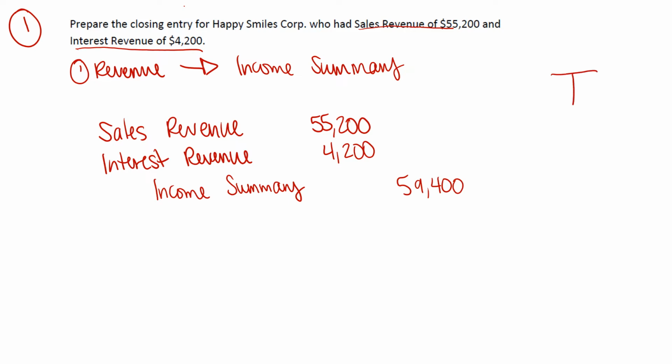So if we were to look at T accounts, and I'm just going to be generic and say that there's just a T account for revenue and then a T account for income summary. At this point, revenues would have a 0 balance and income summary would have a credit balance of $59,400. So after this journal entry takes place, revenue is closed out.